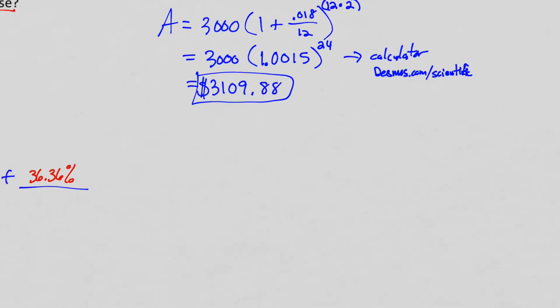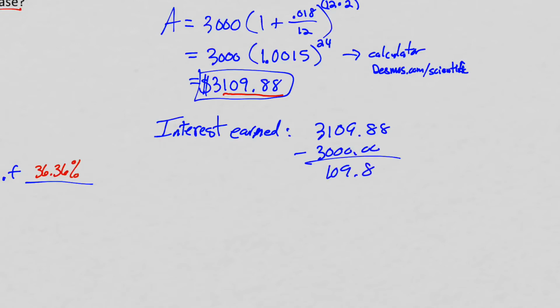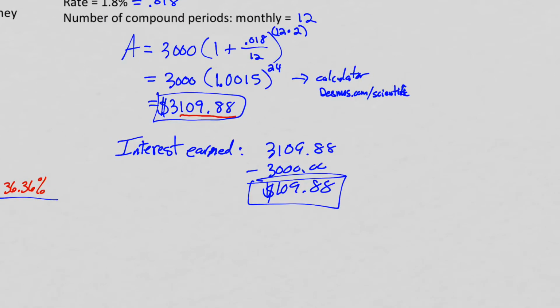Now the interest earned, you can see it right there. But let's just calculate it. Basically, you're going to subtract 3,109.88 minus 3,000. All right, so the interest earned is $109.88.